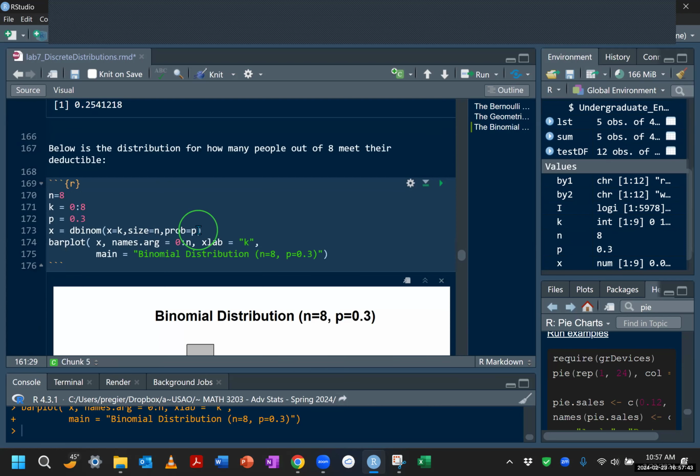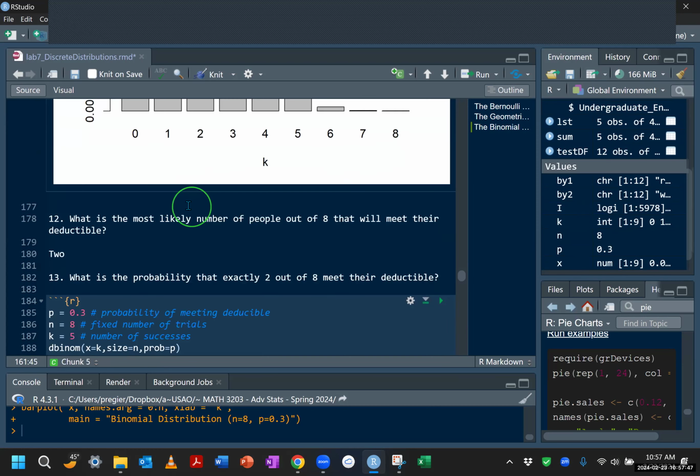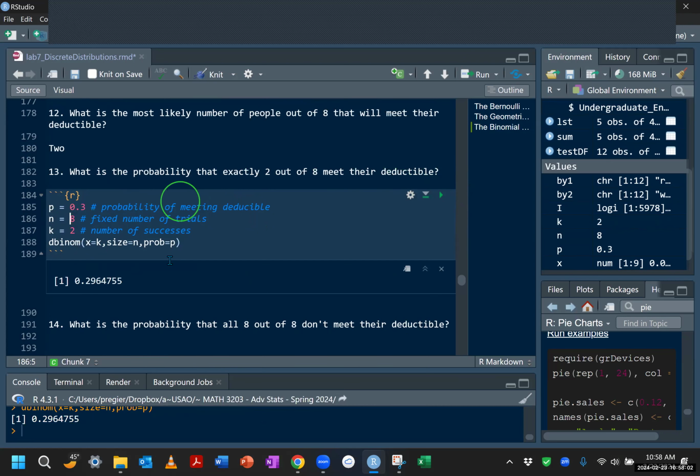Caught myself. So again, the blue is just a comment. It doesn't do anything. It's just telling me what I'm thinking. So this helps me put my answers in right. So the probability of meeting a deductible, we're going to call that success. That means we look at 2 out of 8 successes. And so that's all set up right. Now I can run it. It gives me the probability of exactly 2 out of 8.